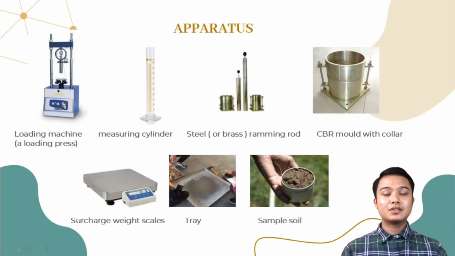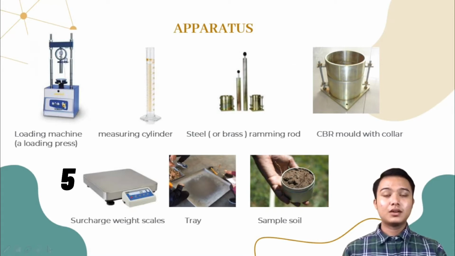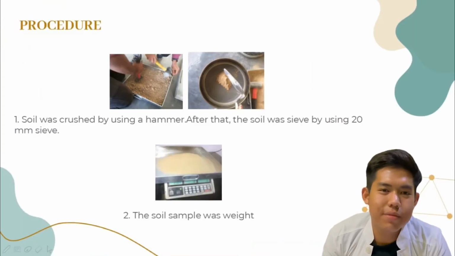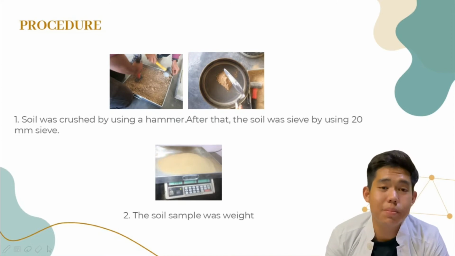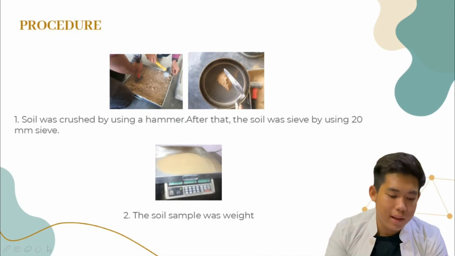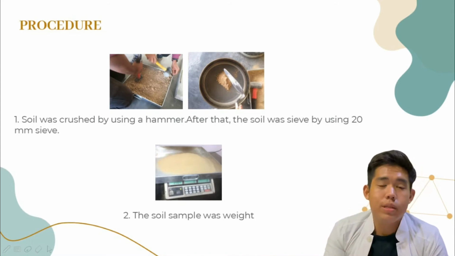We have 7 apparatus for this experiment, which are loading machine, measuring cylinder, steel, CBR mold, Search Wick scale, tree, and last but not least, sample soil. So there are 5 procedures in this presentation. Number 1, the soil was crushed by using a hammer.